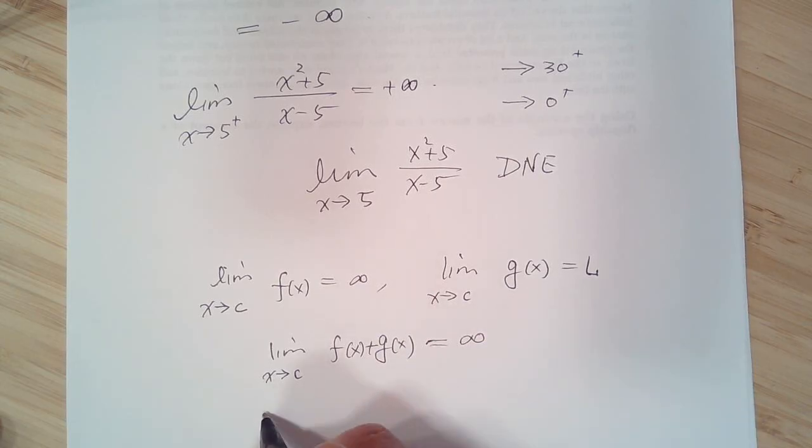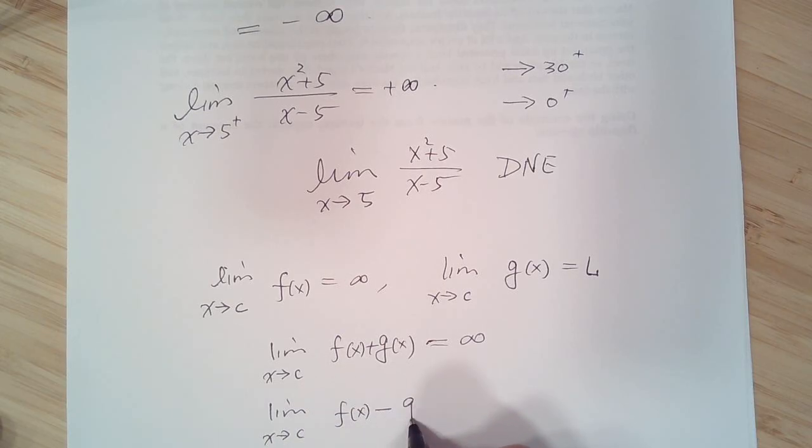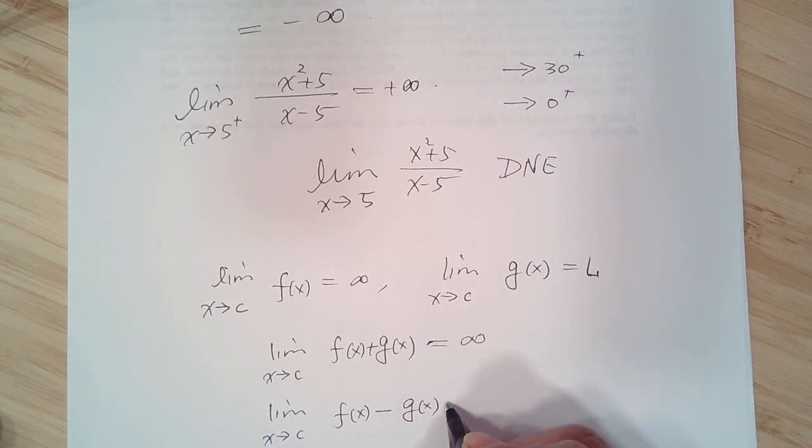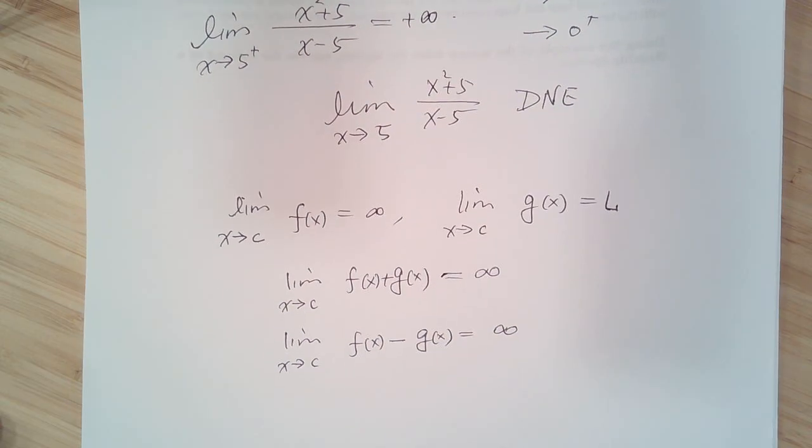Easy. And then the limit as x approaches c of f of x minus g of x. So an infinity minus a fixed number is also infinity. Okay, I could keep going.